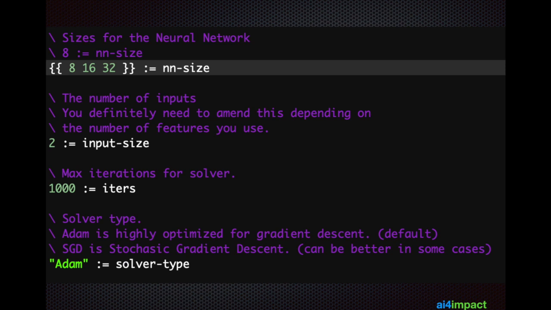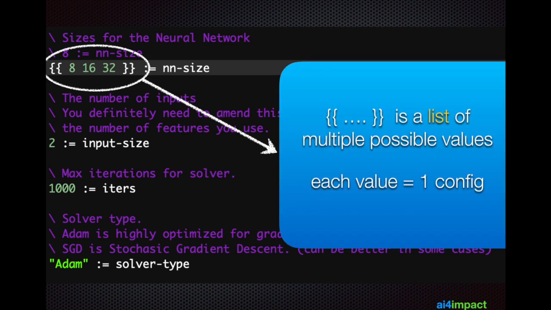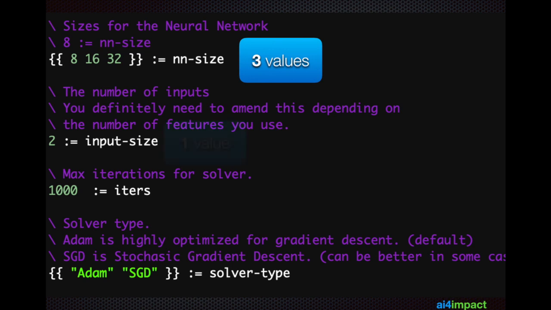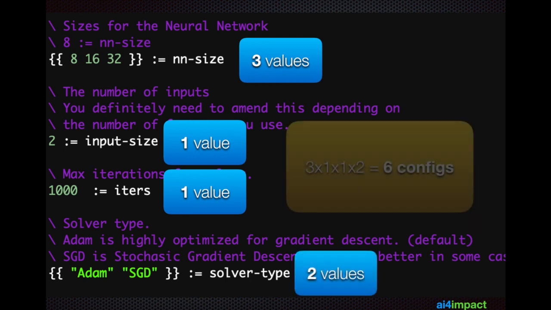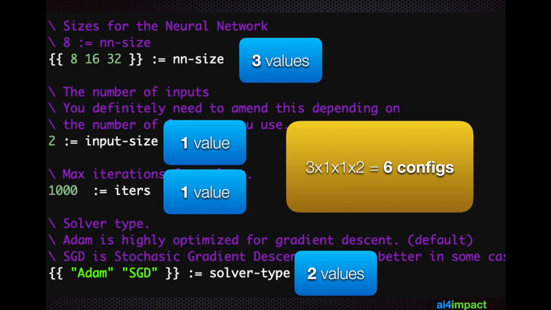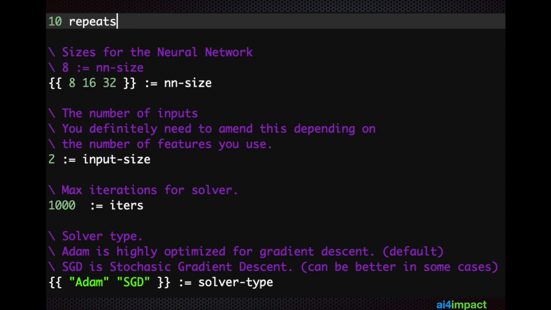Again, the spaces are important. The double brackets simply means a list of multiple values, and each value represents one configuration. We've got 3 values for NN size, just one value for input size, one value for iters, and two values for the solver type. So all in all, we have 3 times 1 times 1 times 2, which is 6 configurations to run. Now you can also repeat each of these 6 configurations using the command repeats. So 10 repeats simply means running these 6 configurations each 10 times.